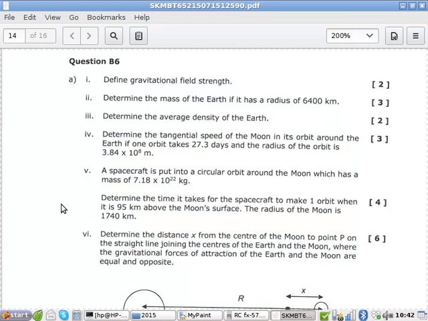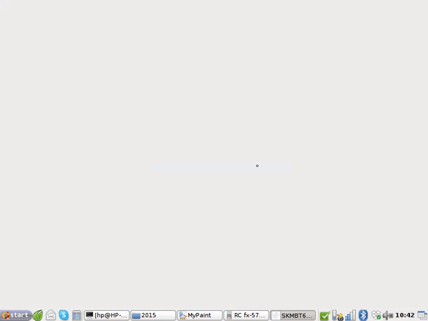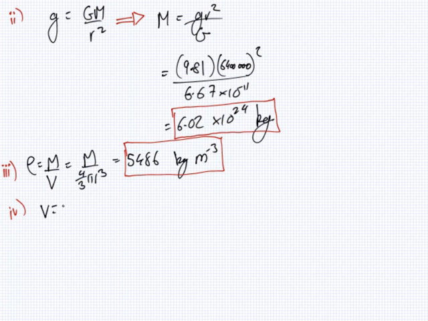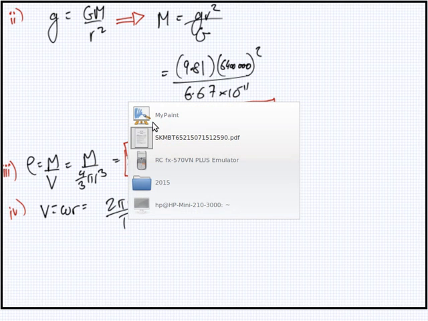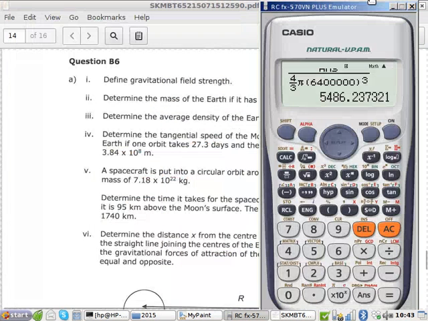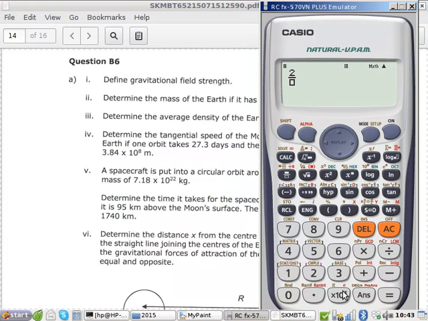Next part. What is the speed of the moon, our moon, if one orbit takes 27.3 days and the radius of the orbit is that? So we can go with v equals omega r, and omega is 2 pi over T. And they give us the info in the question. So the formula is 2 pi r over T. But I need the radius for the moon. They give it in the question. And the time they give as well. 27.3 days.